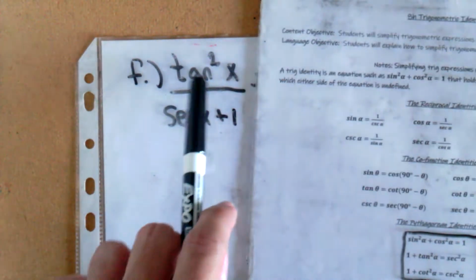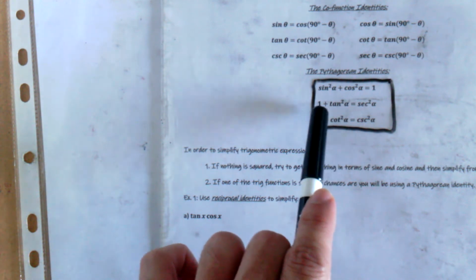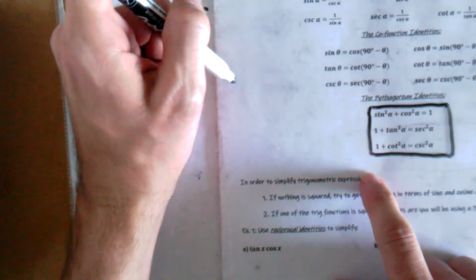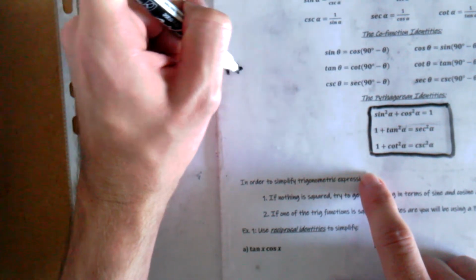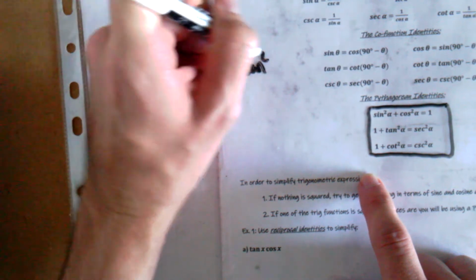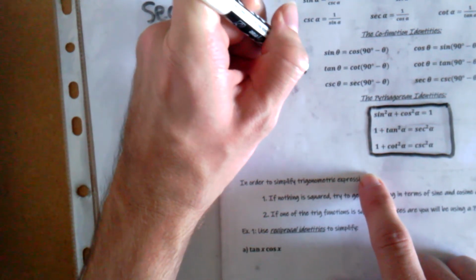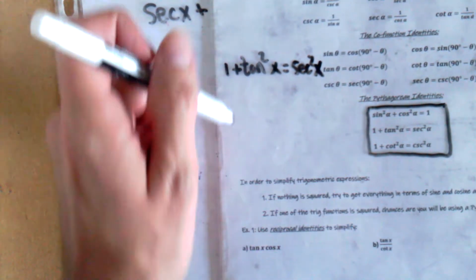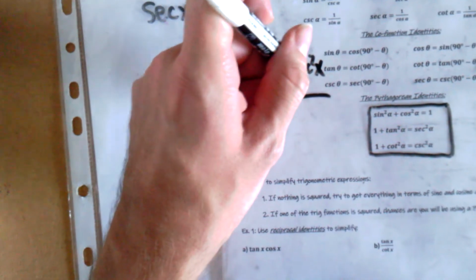So notice that we have 1 plus tangent squared equals secant squared. If we want to know what tangent squared equals, so we can replace it, we want to get tangent squared by itself in our identity. To do that, we can subtract 1 from both sides. So let's go ahead and do that and see what we get. I'll just rewrite the equation: 1 plus tangent squared equals secant squared. Okay, now we want to subtract 1 from both sides to get tangent squared by itself. So minus 1, minus 1.